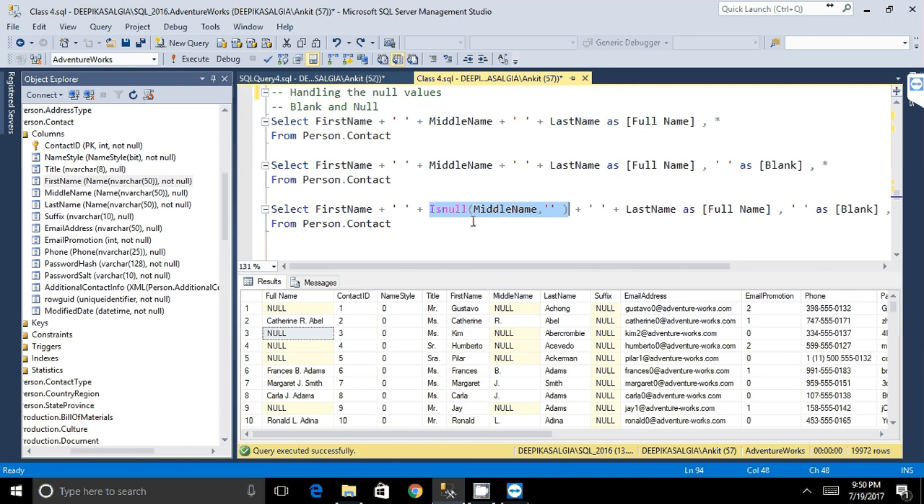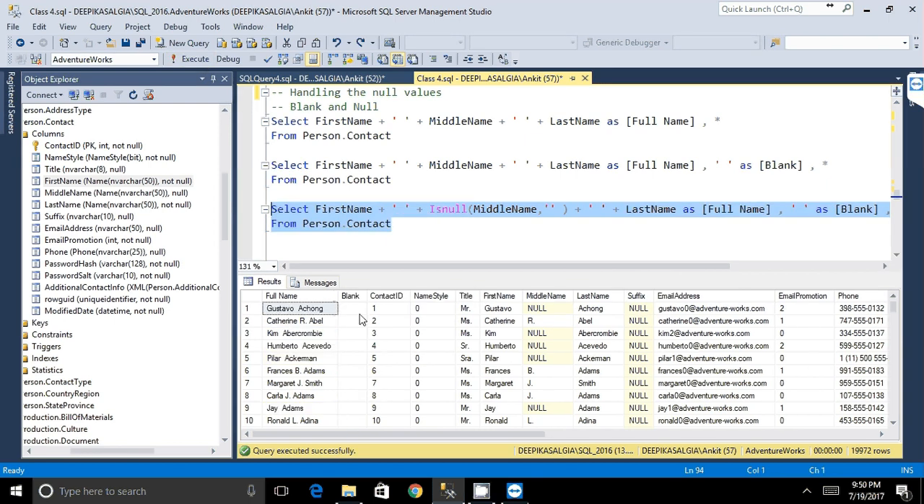Now let's run the same query. See, what I'm getting here is now the name, even though I have null in here. So this is called handling of the null values. Even though I had the null, I'm getting the first name and the last name, and if there is a middle name, I get the middle name as well. All you do is check for the middle name; if it's null, replace it with the blank.